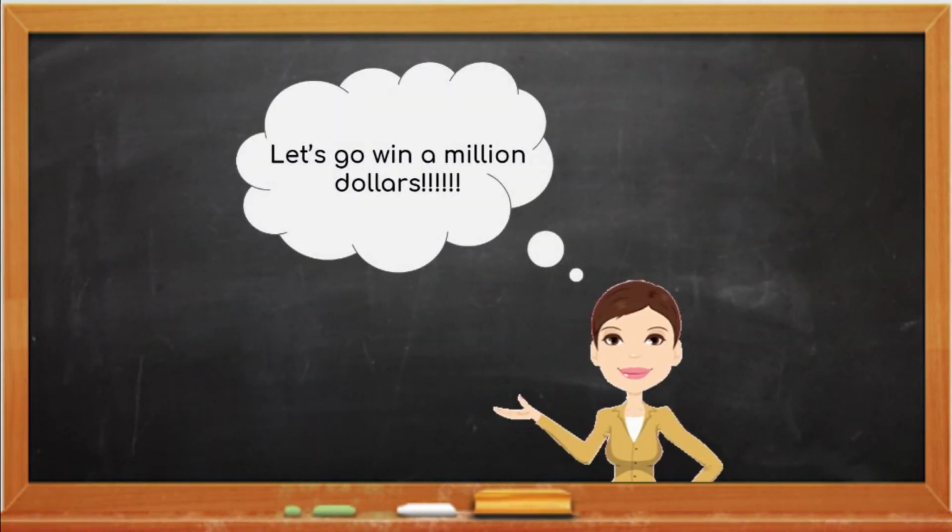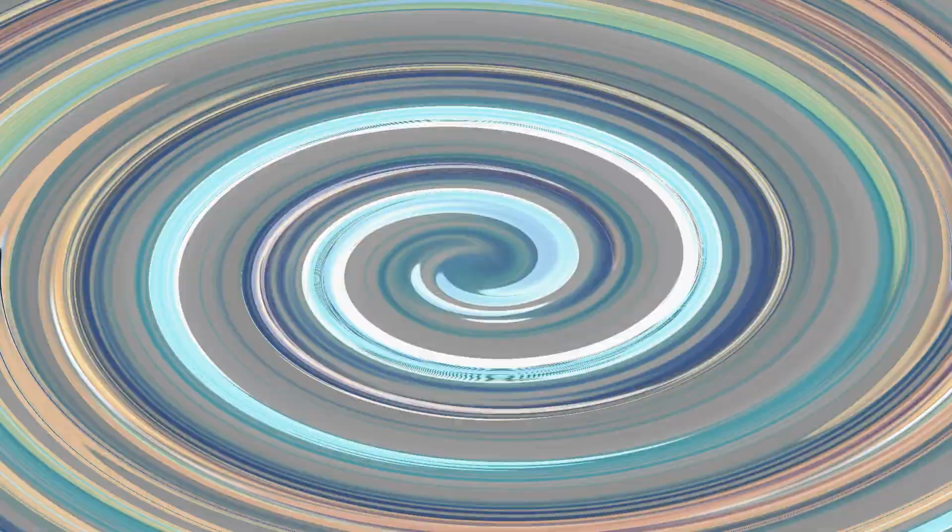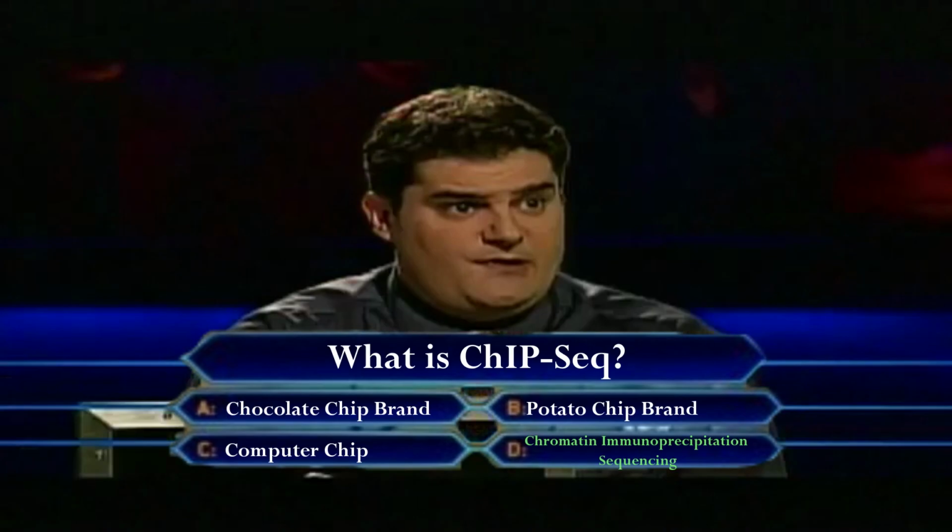Maybe I should go back to focusing on winning $1 million. I picked D, chromatin immunoprecipitation sequencing.